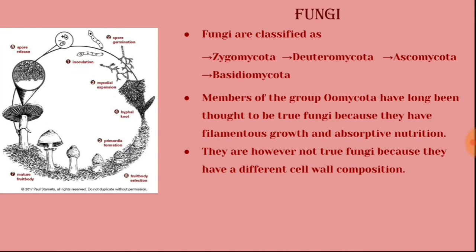The members of the group Oomycota have long been thought to be true fungi, as they have filamentous growth and absorptive nutrition. However, they are not true fungi because they have different cellular composition. So this ends the classification of fungi.